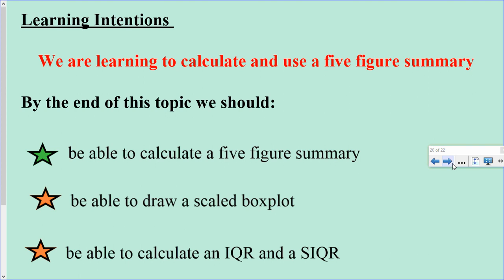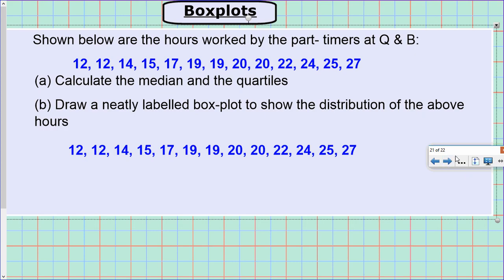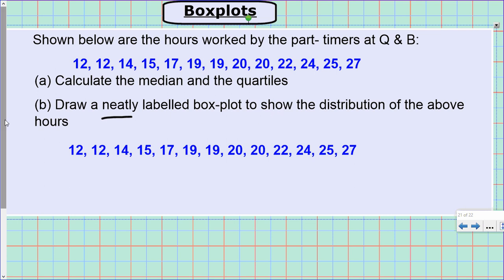Again, we're going to do the box plots, so we need to have a ruler, and we'll go from there. Now, I'm just going to do one more example with you because you've done it, so it's up to you whether you want to relabel it as 1 or label it as 3 because we've done it yesterday. That's your choice. It shows the hours worked by the part-timers at Q and B. And we've got 12, 12, 14, 15, 17, 19, and so on all the way up to 27. Calculate the median and the quartiles, and then draw a neatly, notice that word there, neatly labelled box plot to show the distribution of the above hours.